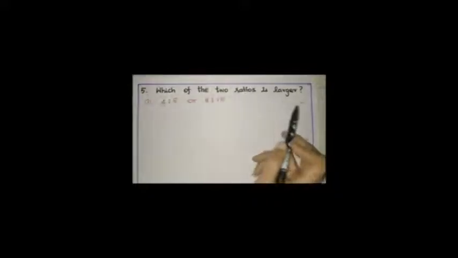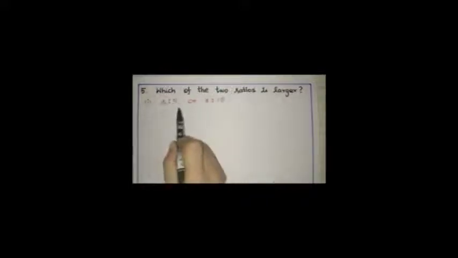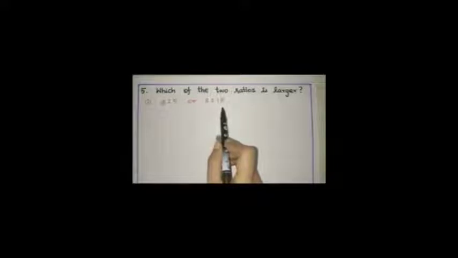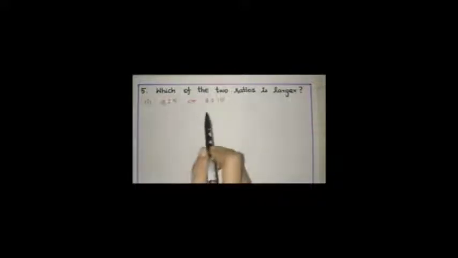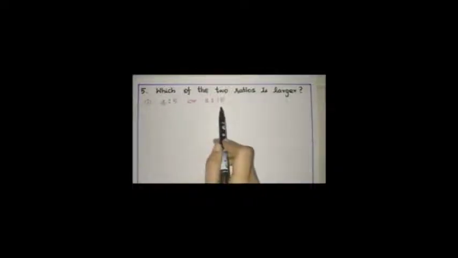Okay, is it clear? Same exercise, problem number 5. You have to find which of the two ratios is larger. So here they are given two ratios. You have to find which one is larger and which one is smaller. For this you have to find equivalent ratios until you get the same denominator. Is it clear? I am repeating. To check which one is larger, you have to find the equivalent ratios until you get the same denominators.